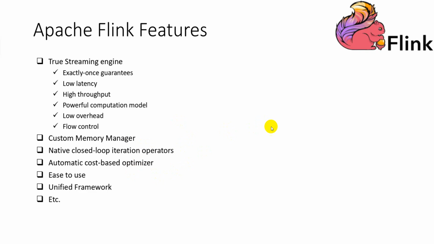Native closed loop iteration operators. Flink has dedicated support for iterative computations. It iterates data by using the streaming architecture and an automatic cost-based optimizer. In Flink, batch programs are automatically optimized to exploit situations where expensive operations such as shuffle and sort can be avoided, and when intermediate data should be cached.